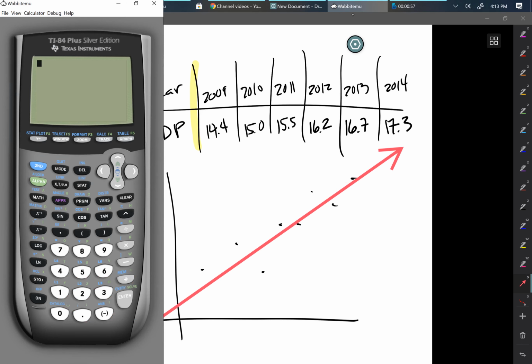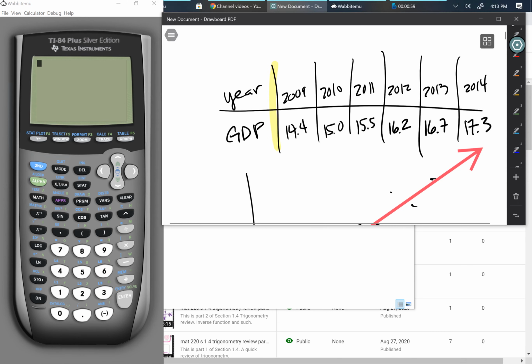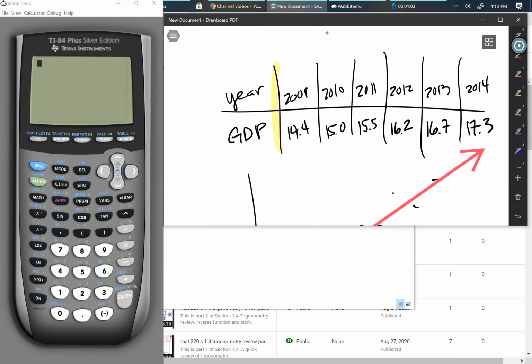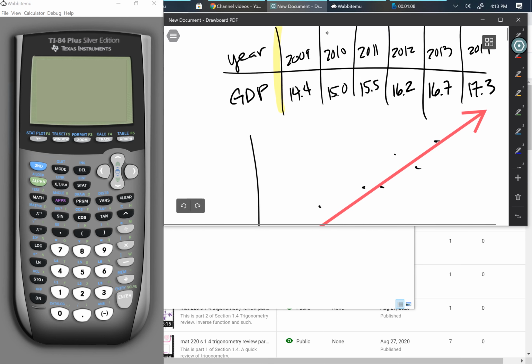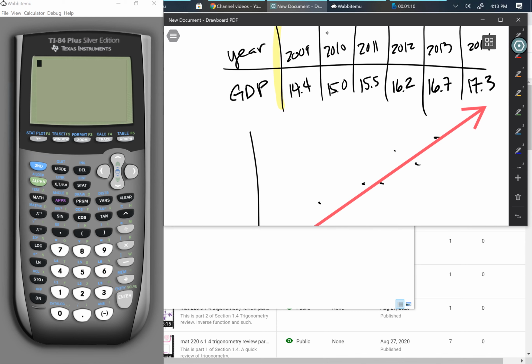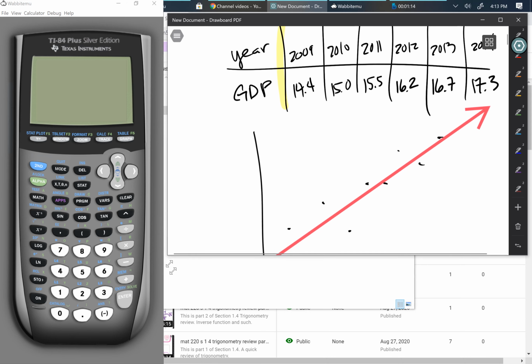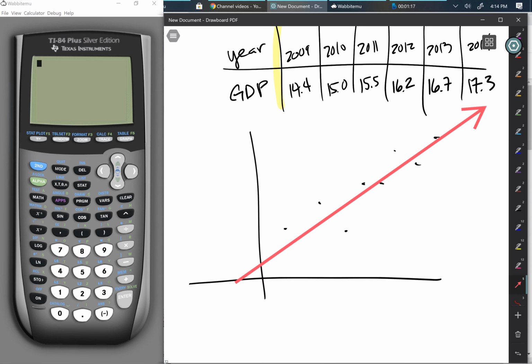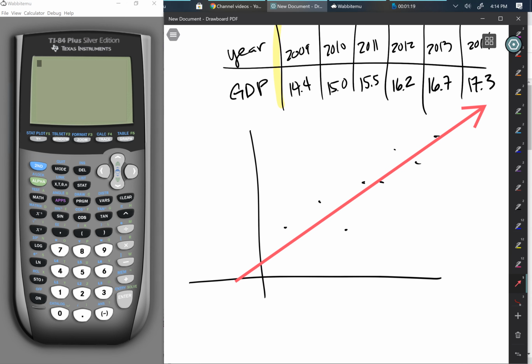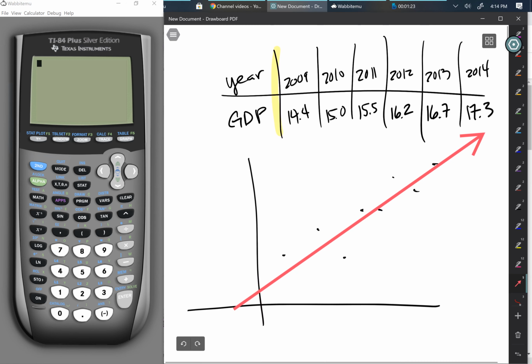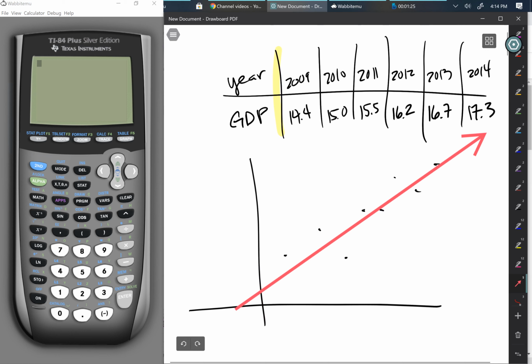Now, how do I know they're asking for a line? Well, the reason that I know is because it says in the problem that we're looking for a function of the form y equals at plus b, which is just a fancy way of saying a line. Okay, so my job is to make a line out of this. All right, so what I need to do is take this data and put this data into my calculator.